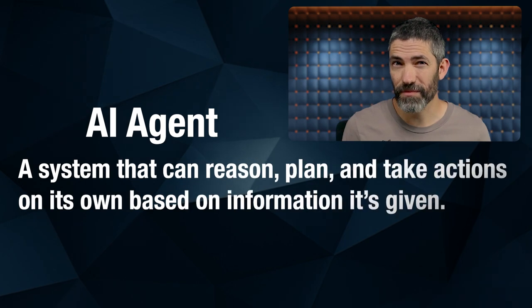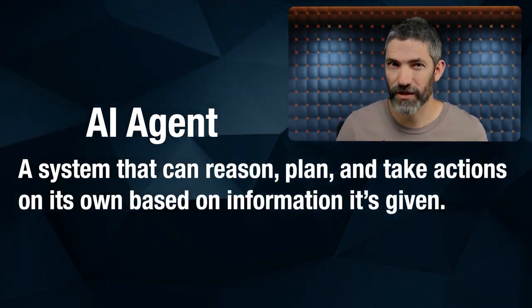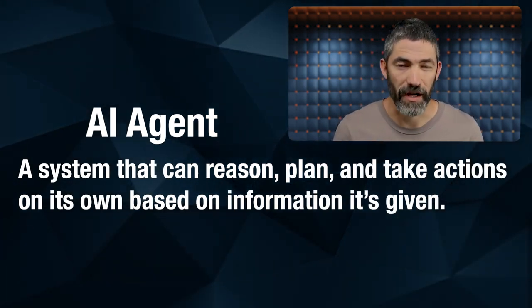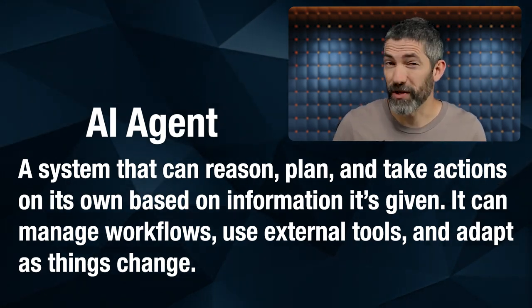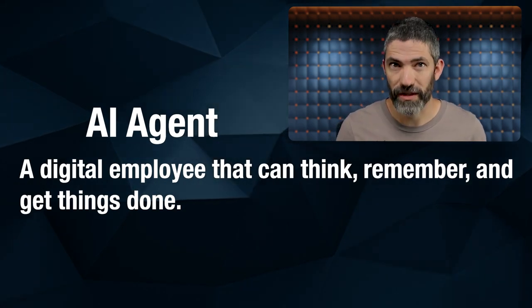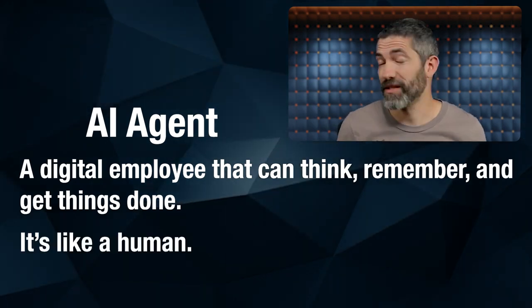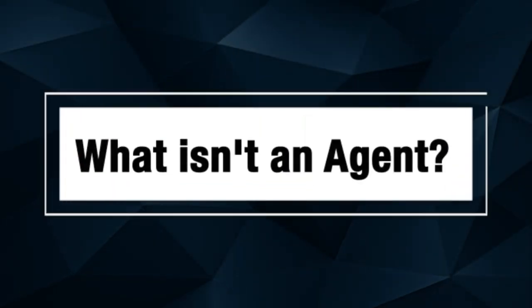Let's start with a definition. An AI agent is a system that can reason, plan, and take actions on its own based on information it's given. It can manage workflows, use external tools, and adapt as things change. So put simply, it's like a digital employee that can think, remember, and get things done. It's like a human. So what isn't an agent?